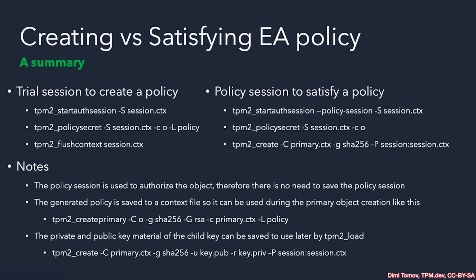This slide I prepared as an overview of what we learned in this lecture. It is important to remember that a trial session is used to create a policy, and a policy session is the only way to satisfy a policy. Once we apply the policy, we also need to consider in which situations we would be asked to satisfy it. This is why we had the two examples with applying the policy on a child key and applying the policy on a primary key. Both use cases have different advantages, so you have to decide at which stage and what TPM 2.0 policy would work best for you.